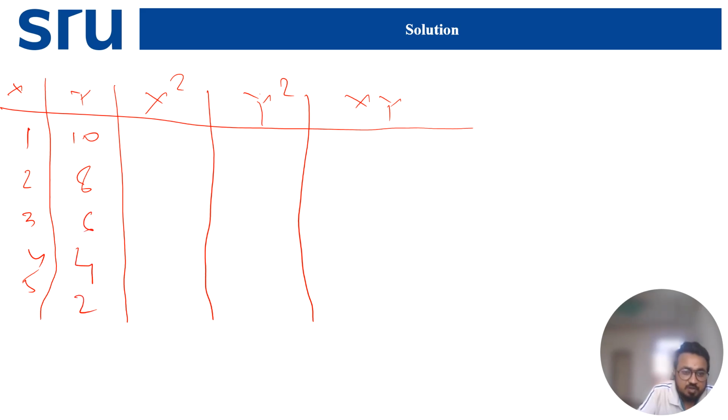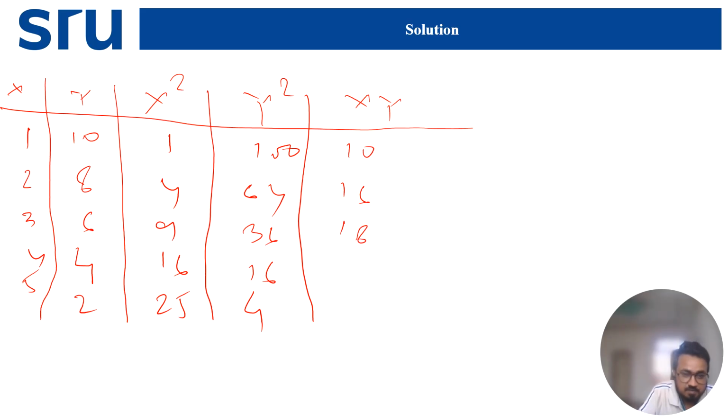Now we will find the square of x. This is 1, this is 4, this is 9, this is 16, this is 25. And corresponding to y, the square of y is 100, this is 64, this is 36, this is 16, and this is 4. Now the value of x into y is equal to 10, 16, 18, again this is 16, and this is 10. Now we will add these values.